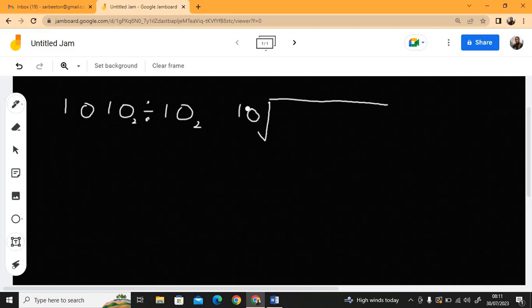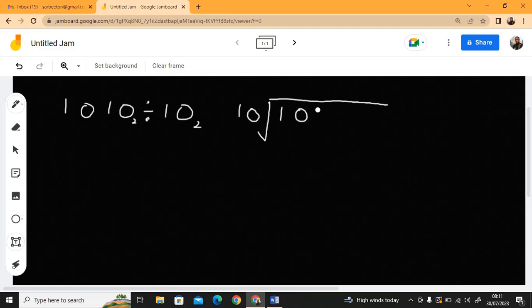Now this is what you are given: 1, 0, 1, 0 divided by 10. I want to use the other method, which is long division. This is what I'll be using. This 10 you are going to use to divide, so you have the 10 outside, and then this one, 1, 0, 1, 0, will be inside.